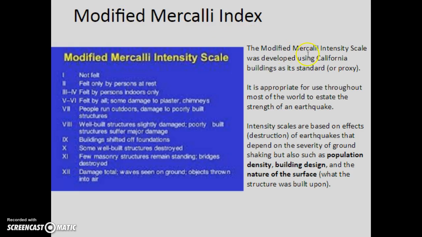And lastly, the modified Mercalli index. This scale was developed using California buildings as its standard or its proxy. It is appropriate for use throughout most of the world to establish the strength of an earthquake. So the intensity scales are based on the effects of destruction of the earthquakes, that depend on the severity of the ground shaking as well as population density, building design, and the nature of the surface. In other words, what it's built upon. These can be relatively subjective. Sometimes the same earthquake might not be felt and do very little damage in one place, but can be completely devastating very nearby. So there's a relative explanation for them as well.